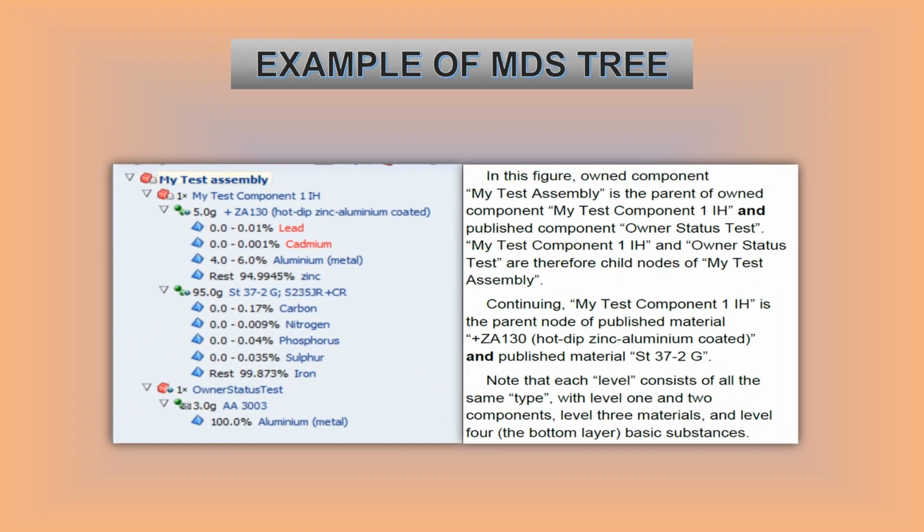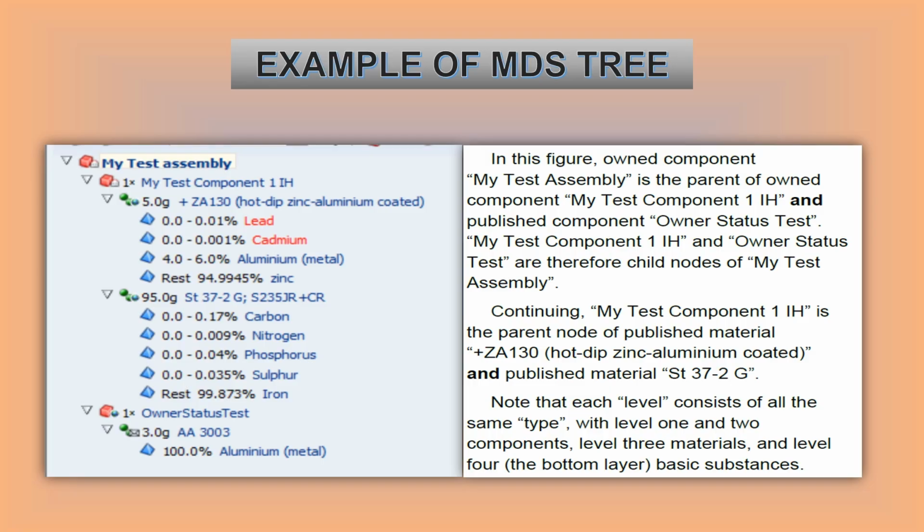Please see the example of the MDS tree displayed on the screen. In the example, my test assembly has my test component 1IH and published owner status test as children. My test component 1IH is the parent node of published ZA130 and published ST37 to G materials. It can be noted that each level consists of all the same type.